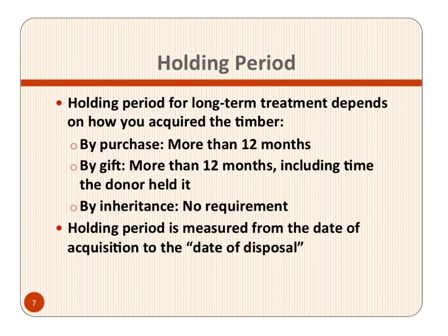The holding period, Linda talked about this a little also. It depends on how you acquired it. For timber you acquire by purchase, you need to hold it for more than 12 months. If you receive it by gift, you need to hold it again for more than 12 months, but this includes time that the donor held it. So the donor may have met the 12-month holding requirement for you before you actually received it. If you receive it by inheritance, there's no requirement, the assumption being that the decedent, the person that you inherited it from, met that holding requirement. So this holding period is measured from the date of acquisition to the date of "disposal," and that's in quotes because there's a different definition of date of disposal depending on how you dispose of the timber.